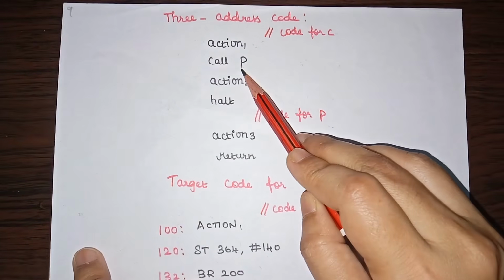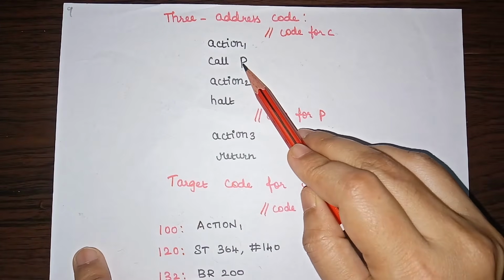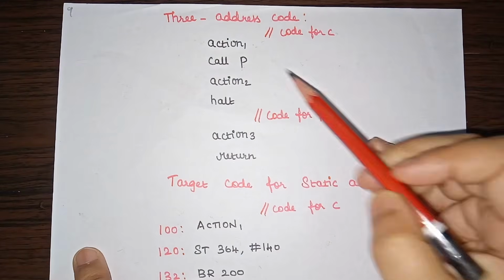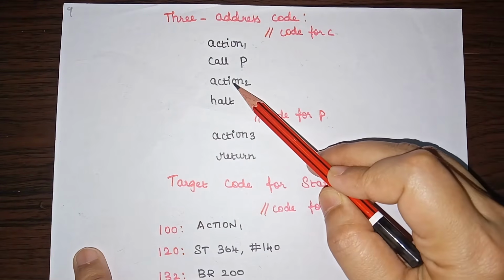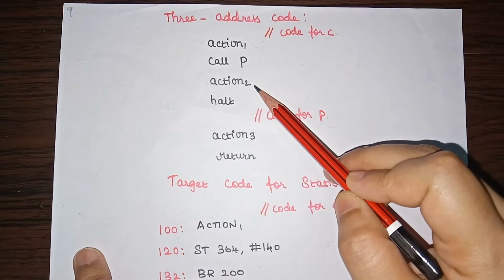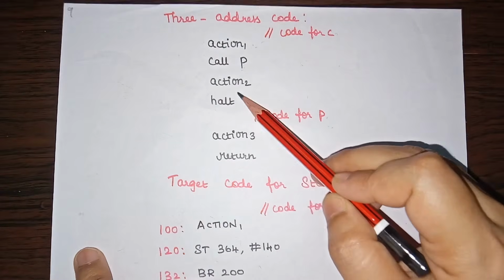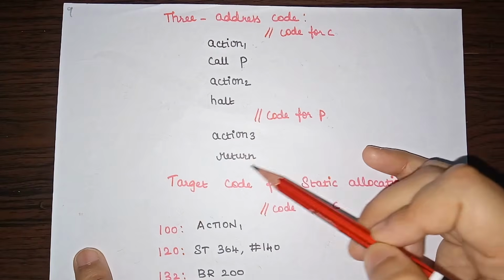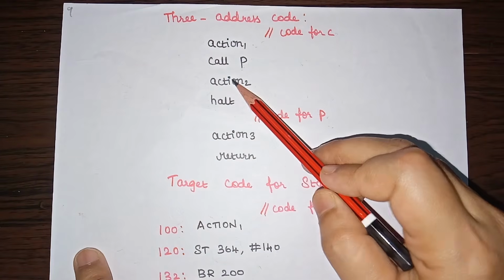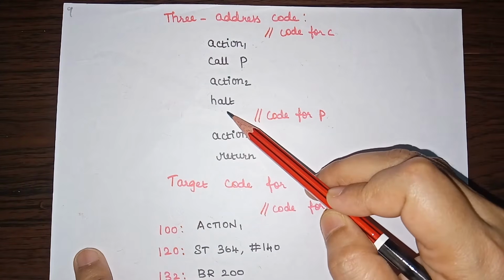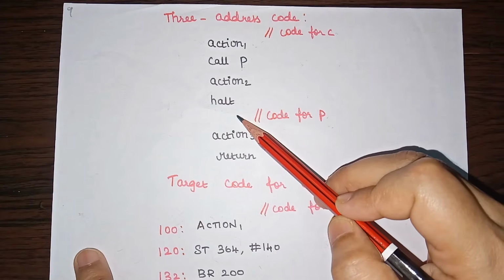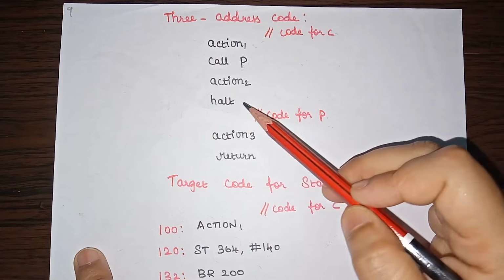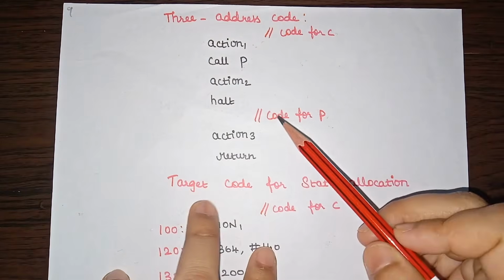So here we have the procedure call, and that procedure call is for the procedure P. After completing that, it should execute the next action 2. And finally it should halt. So this is the end of the instruction. Why? Because after calling this procedure and completing it, the control will come here, and then this is the final instruction. So whenever this instruction is encountered, the program will get terminated, right?